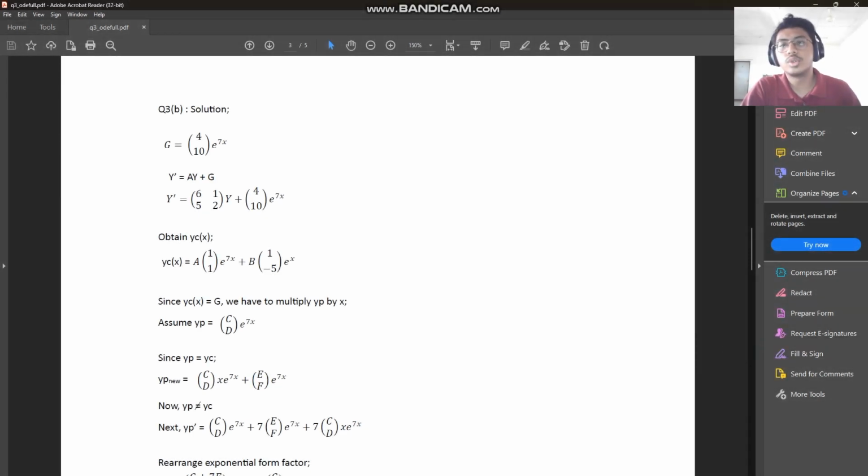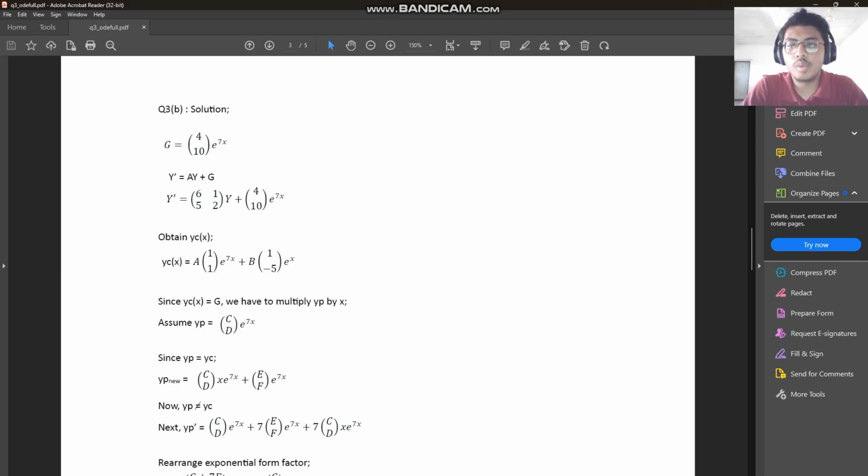Let's continue to question 3b. So we know that there are two terms that are added to our equation from question 3a. So we need to declare g equals matrix of 4 and 10 times e^(7x). So the equation is y prime equals Ay plus g. We just input the A values and the g values as stated below.